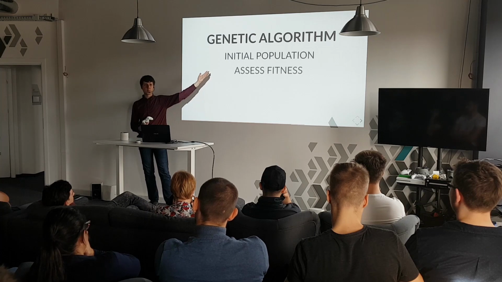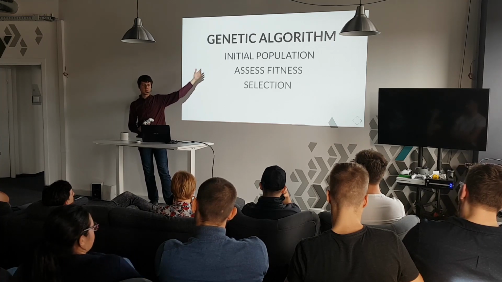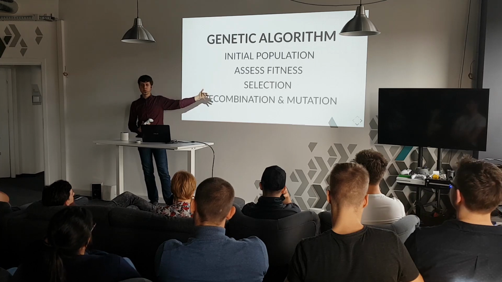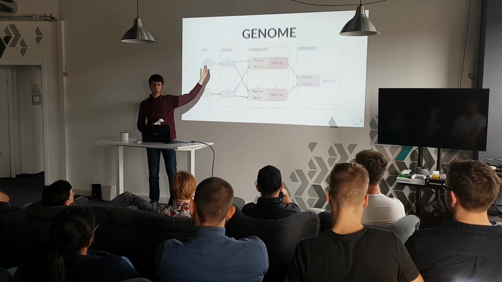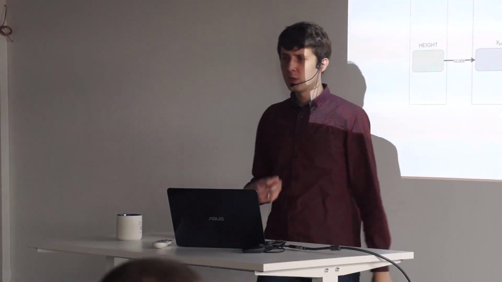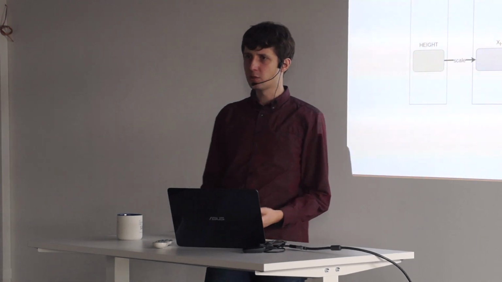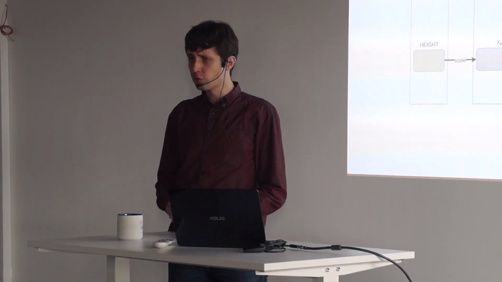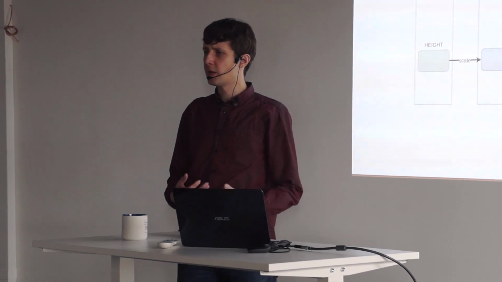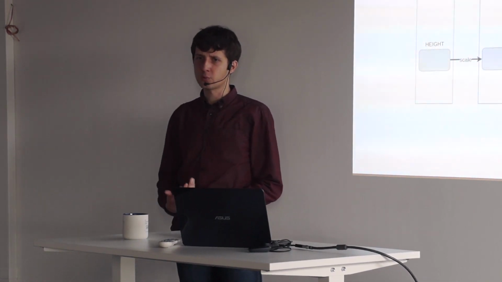You select the initial population, you assess the fitness of all the solutions within the population, you select the best ones, you recombine, mutate them, and on to step number 2. Now, we need to talk about the genome. Previously, I was telling you that the solution needs to be encodable as a string of items. So how can we encode a neural network?